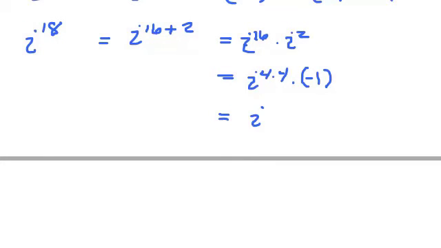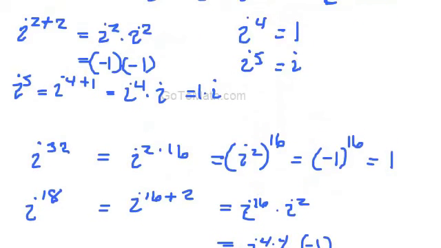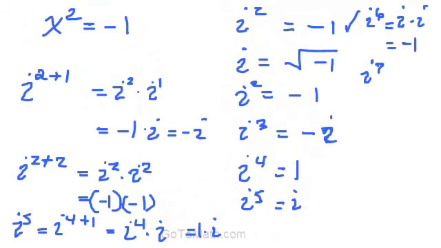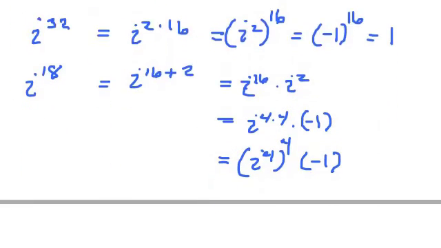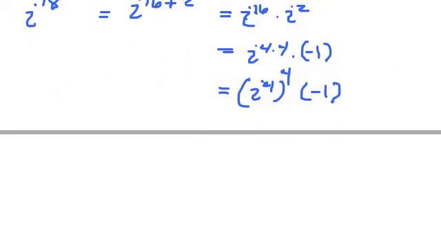Okay, this is i to the 4th, and it's all raised to the 4th power. Okay, and then we got this negative 1 here. So what is i to the 4th? Remember what i to the 4th was over here, was just 1. i to the 4th was just 1. So we end up with 1 raised to the 4th power times negative 1. So this just becomes negative 1. That was i to the 18th. All right.